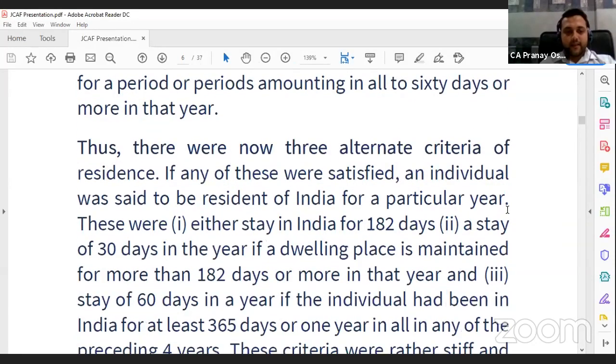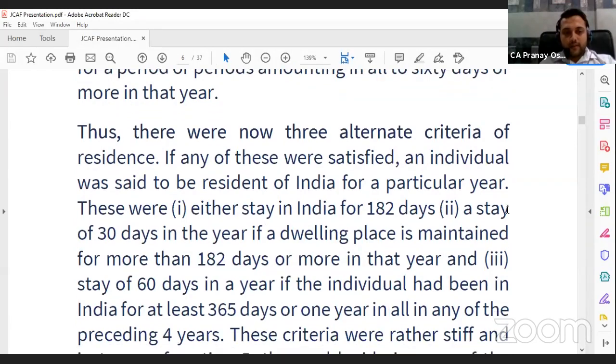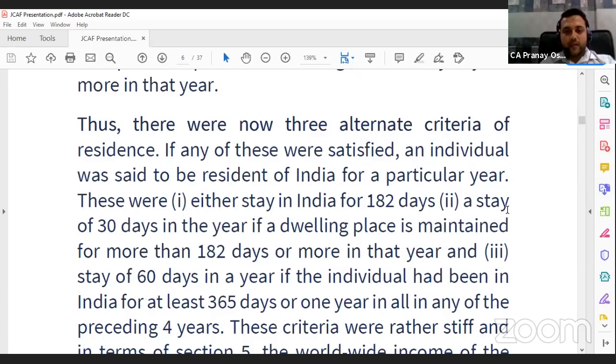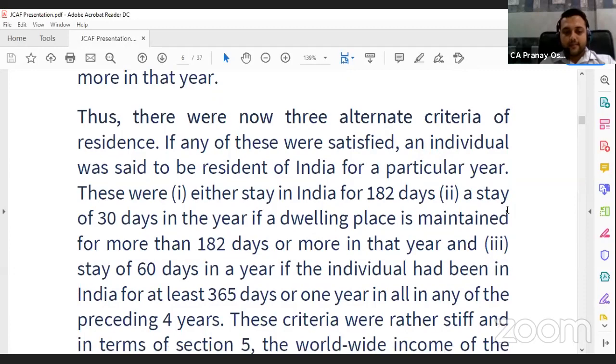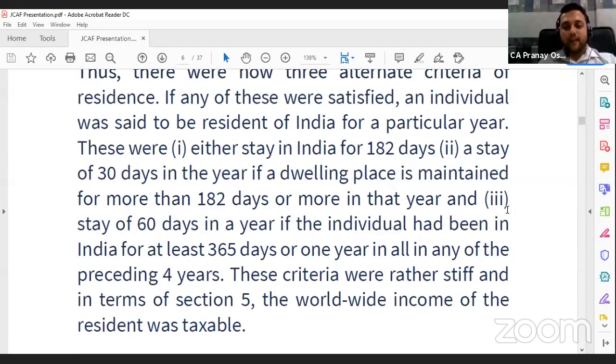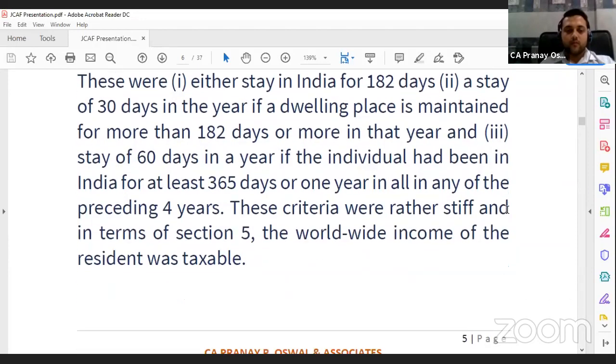To summarize, it is as follows: either stay in India for 182 days; or a stay of 30 days in that year if a dwelling place is maintained for 182 days or more in that year; or a stay of 60 days in the year if the individual had been in India for at least 365 days or 1 year in any of the 4 preceding years. These criteria were rather stiff, and in terms of Section 5, the worldwide income of the resident was taxable at that time.